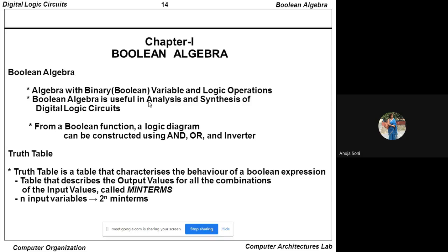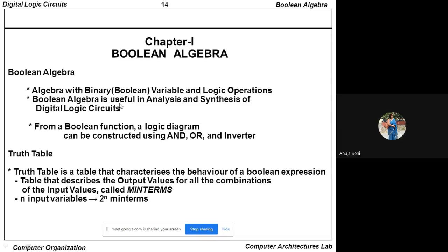Now Boolean algebra is the algebra which deals with binary or Boolean variables and logical operations. Means the variables involved in Boolean algebra will accept only two values, 0 or 1, or true or false, and similarly it will be producing the same kind of values. And side by side, we are not going to talk about the arithmetical operations here. Here we are going to talk about the logical operations.